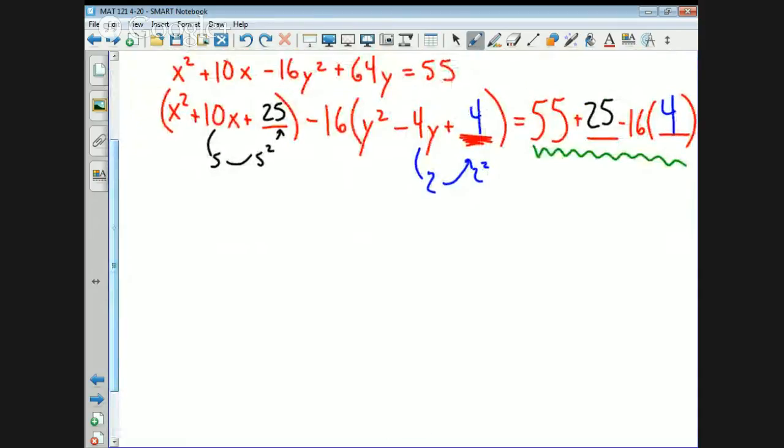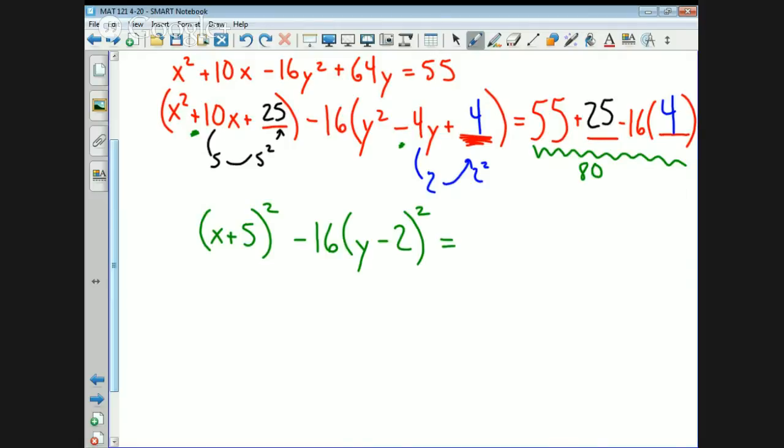Okay, moving forward in this problem, I can go ahead and write this as x plus 5 squared, taking the plus sign again from in front of the single powered x term, minus 16 times the quantity y minus 2 squared. Again, taking the sign from right there, and 2 from half the middle term. And then this will equal, well, 55 and 25 is going to be 80. And then 16 times 4 is 64. So 80 minus 64, because that second piece there is going to be negative. It's technically the third piece. 80 minus 64 will be 16. So we'll get 16 here.